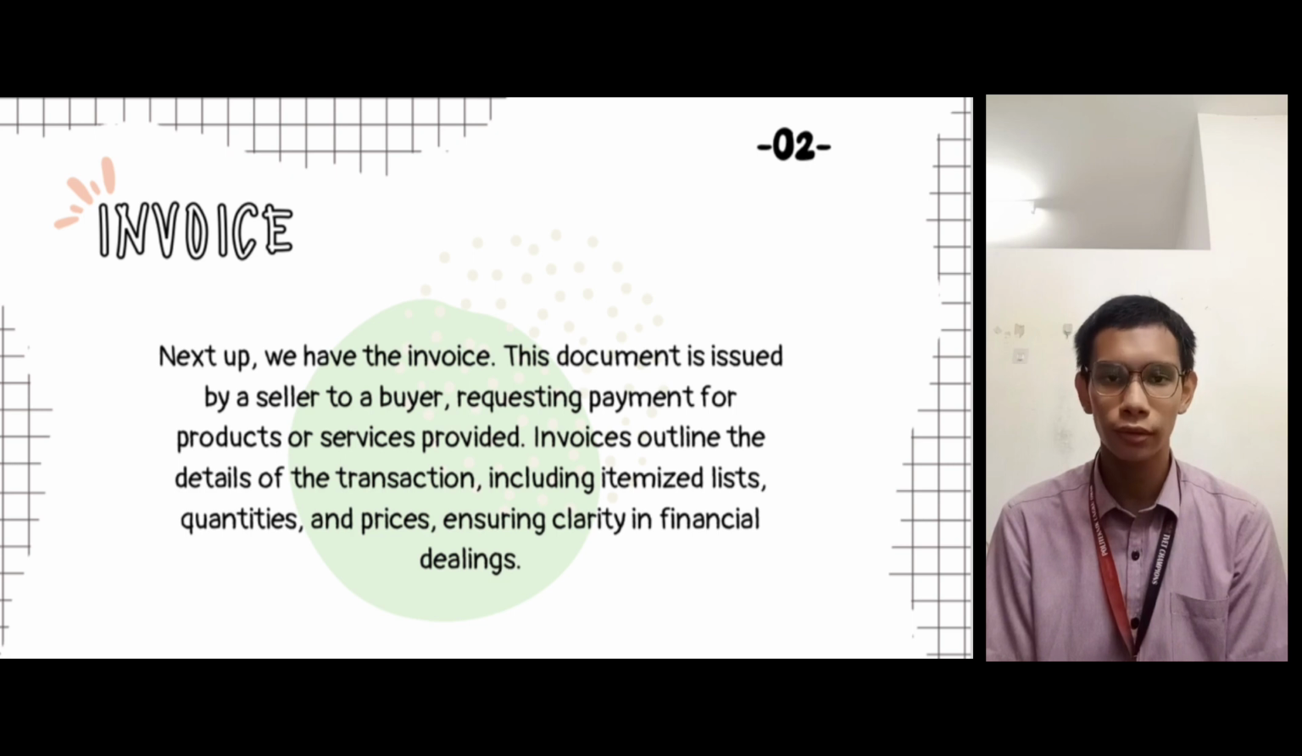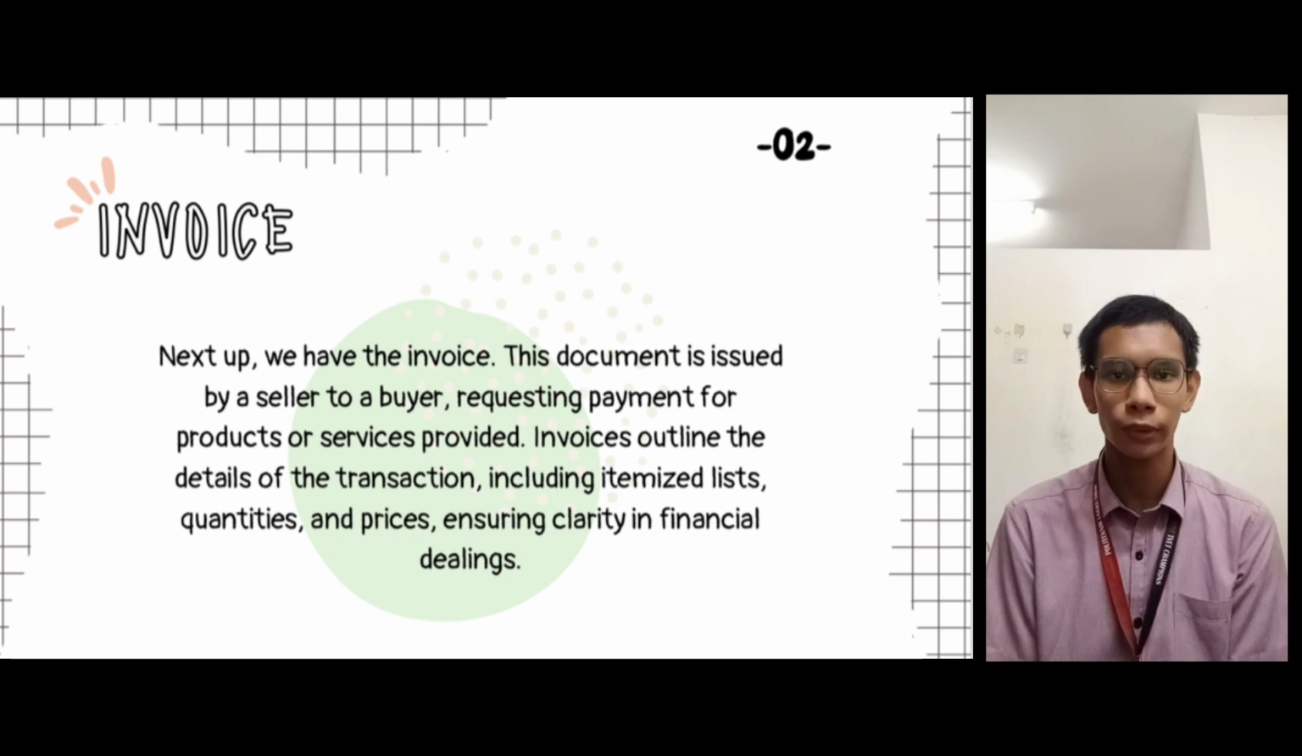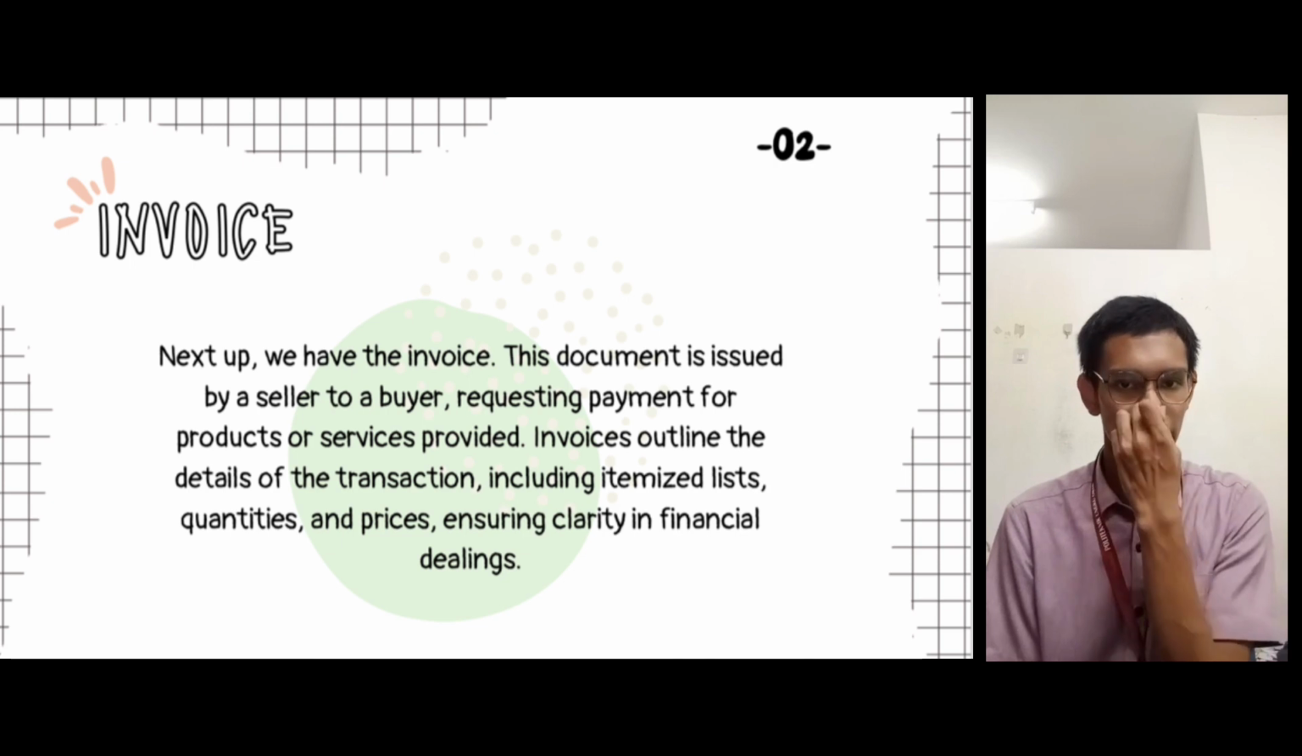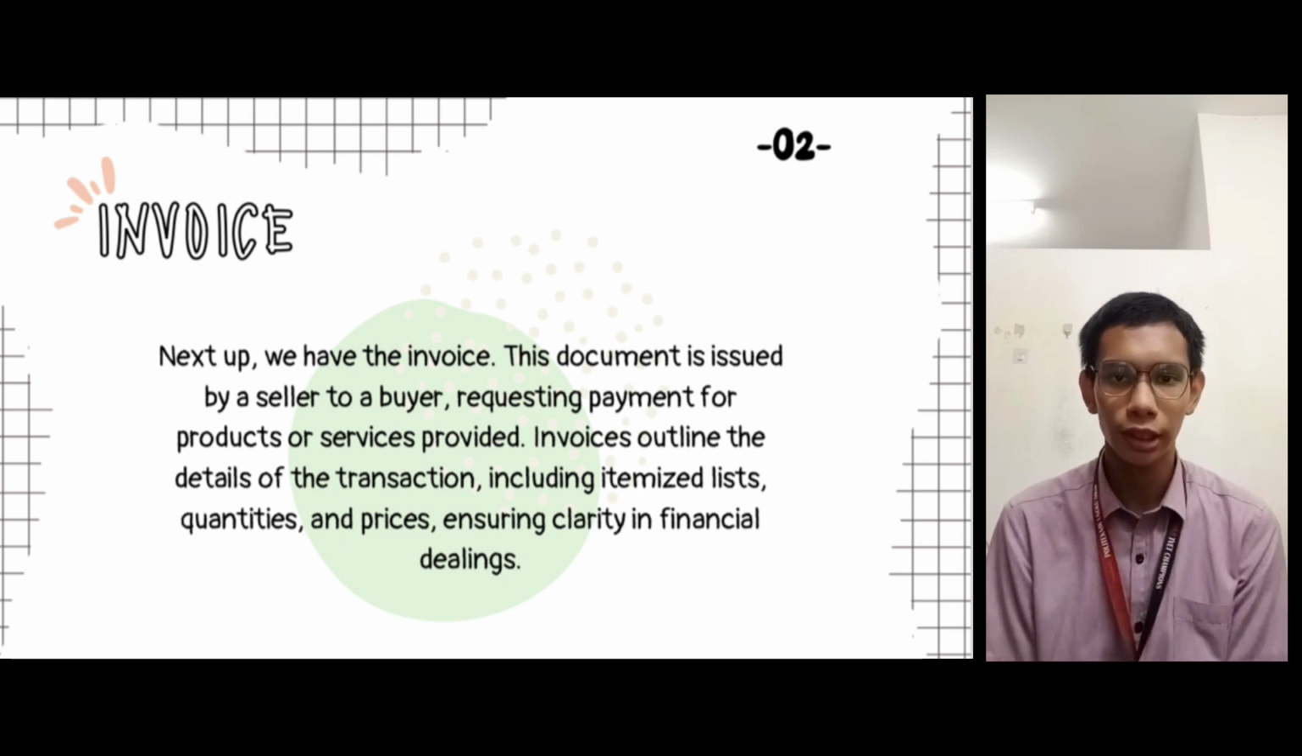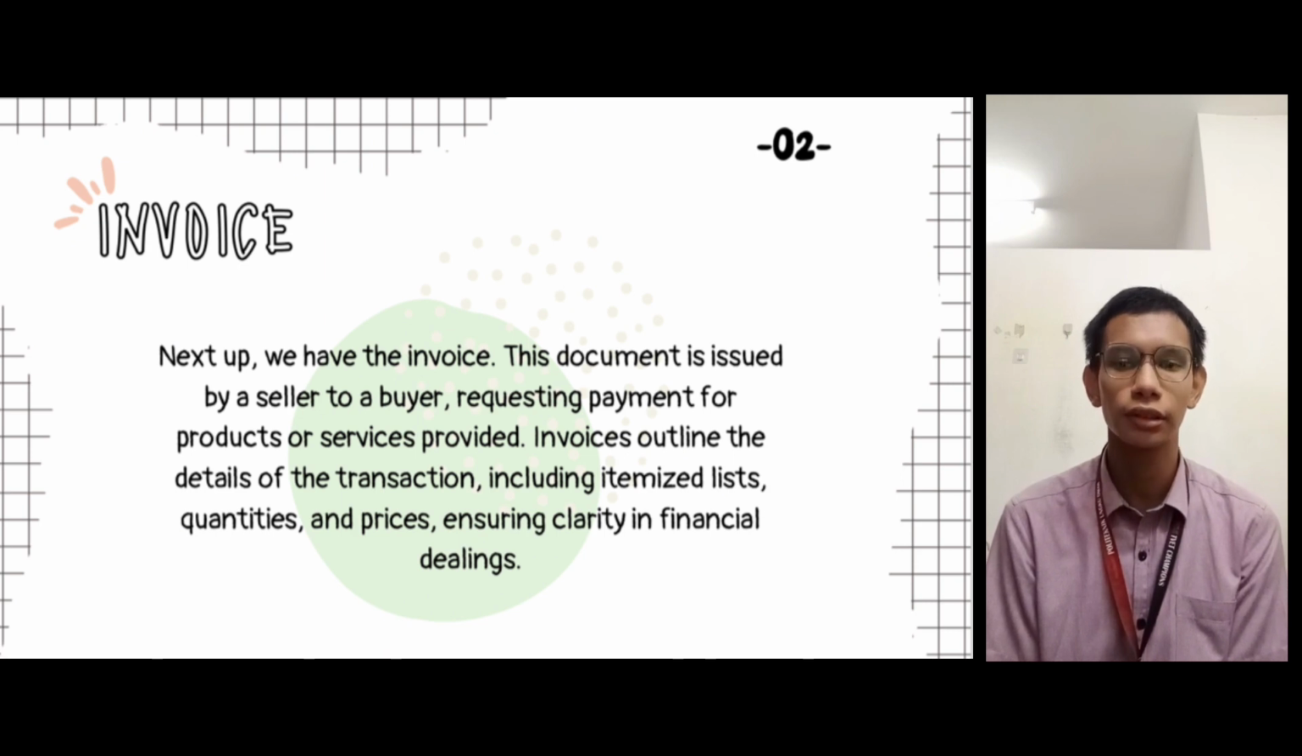Next source document is the invoice. This document is issued by a seller to a buyer requesting payment for products or services provided. Invoices outline the details of the transaction, including item list, quantities, and prices, ensuring clarity in financial dealings.